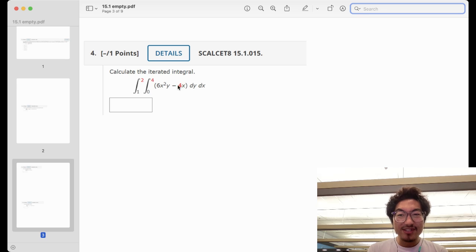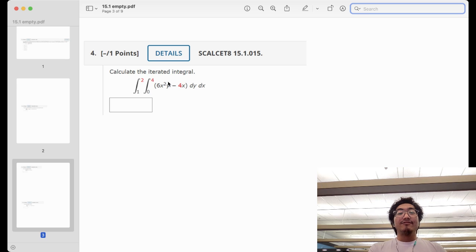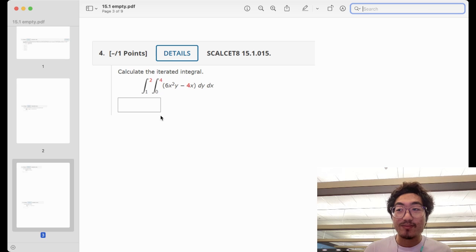In this case, the limits will be one and two, and for the other one, the limits change to two and zero. You just find the antiderivative. You solve the inner integral first, and then you get the antiderivative expression.